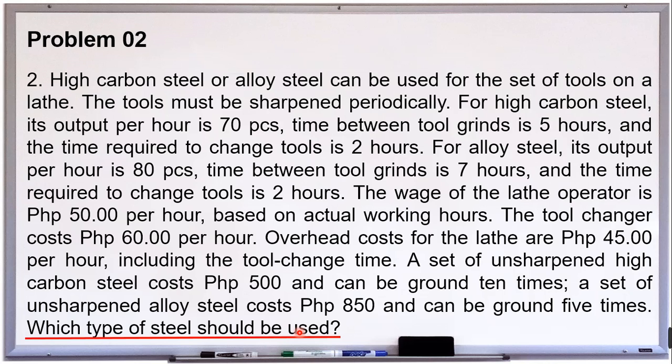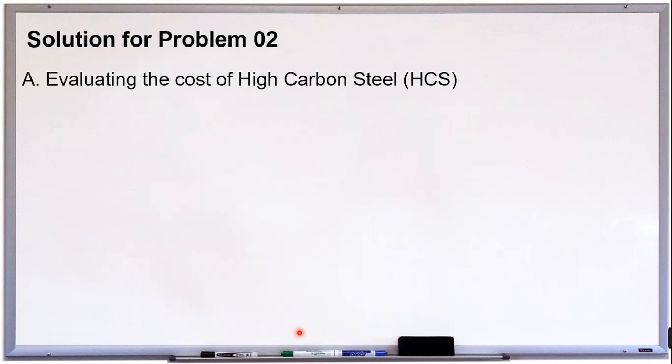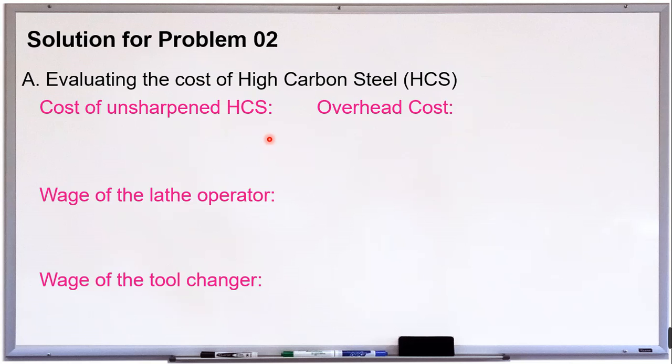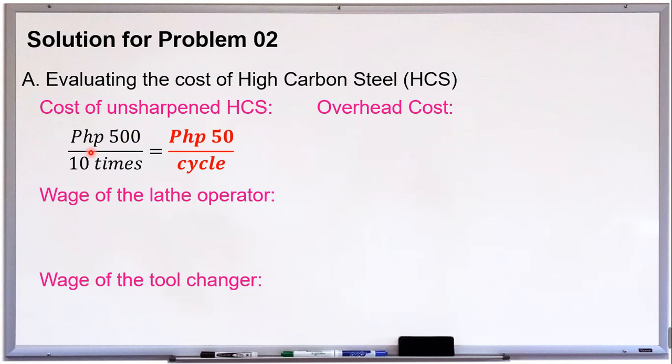Okay, so we're going to evaluate each of these materials. Now let's start with the high carbon steel. From the problem, you will be able to identify four different types of cost. First is the cost of the unsharpened high carbon steel. So that is 500 pesos, and it can be used 10 times. So per cycle the cost is 50 pesos.